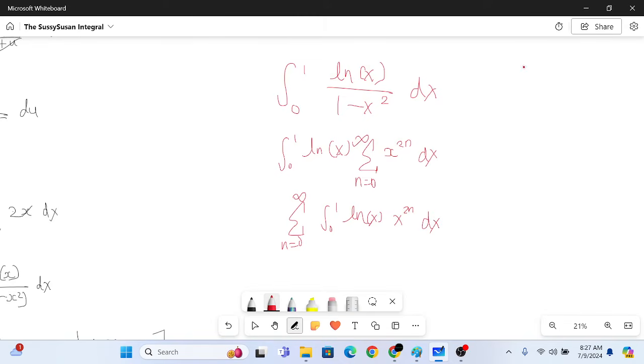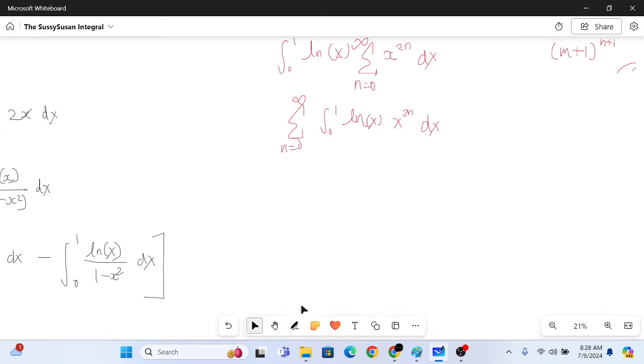Okay, good. Now I guess you know that if you have the integral from 0 to 1 of ln x to the power n times x to the power m dx, this will just be minus 1 to the power n times gamma of n plus 1 by m plus 1 to the power n plus 1. I guess you know this formula of the gamma function. If we use that over here, what we get is sum from n equals 0 to infinity of minus 1 to the power 1 times gamma of 2 by, now this will just be, 2n plus 1 square.